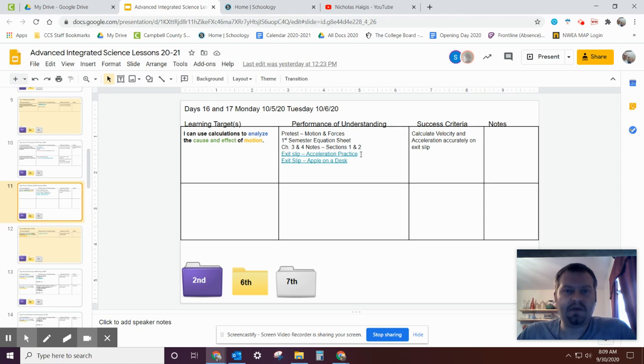We also went over some notes, sections 1 and 2, and then we did a couple exit slips on acceleration practice and Apple on a desk. And that was to calculate, I can use calculations to analyze cause and effect of motion. So we were trying to calculate acceleration and velocity. So revisit those if you need to.